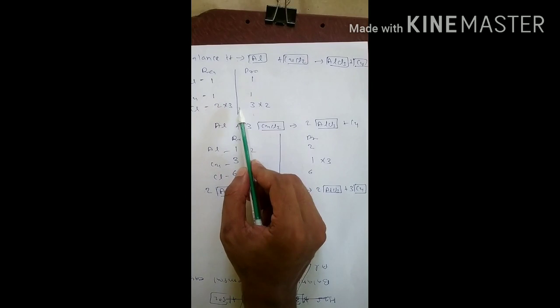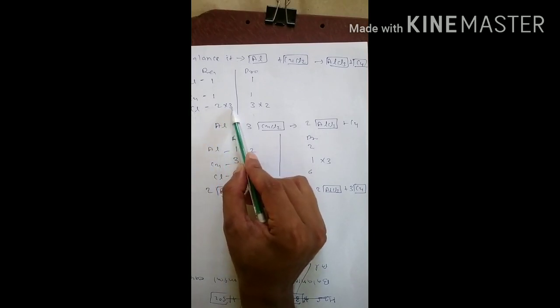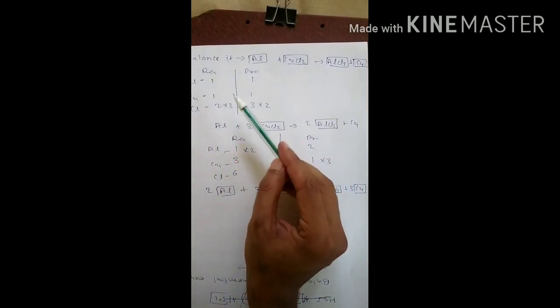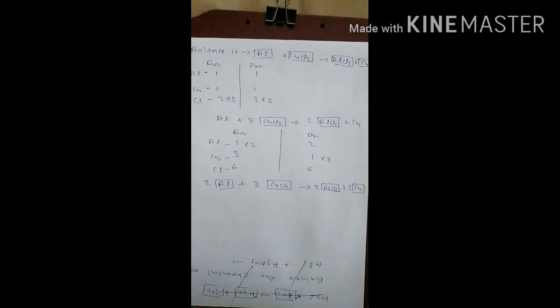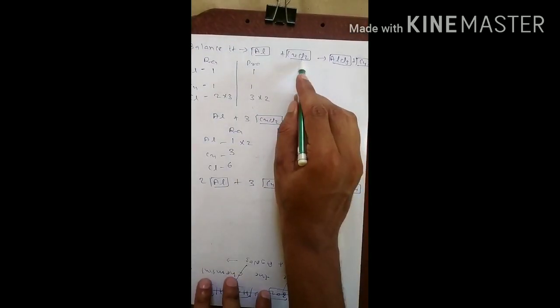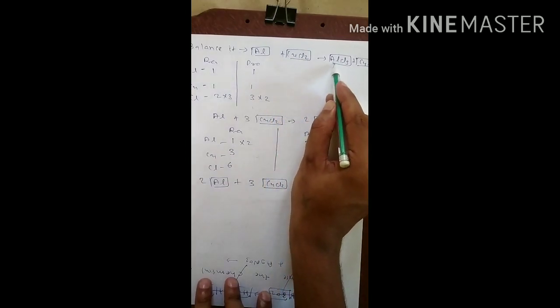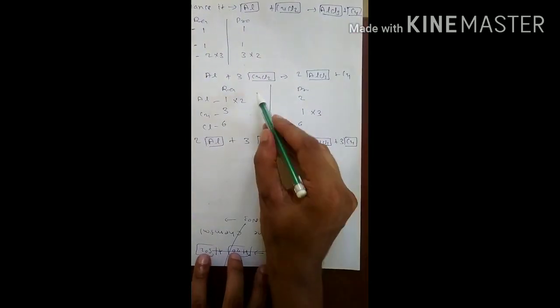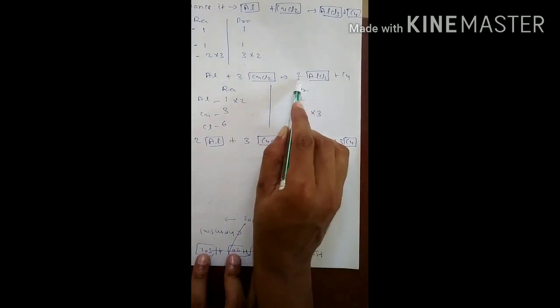So I have to make some changes in the chlorine atoms. On the reactant side I am multiplying chlorine atoms by 3, and on the product side I am multiplying by 2. So I will get 6 on both sides. Okay, so the reactant side molecule having chlorine is CuCl2, and the product side molecule having chlorine is AlCl3. So I am multiplying CuCl2 by 3 and AlCl3 by 2.